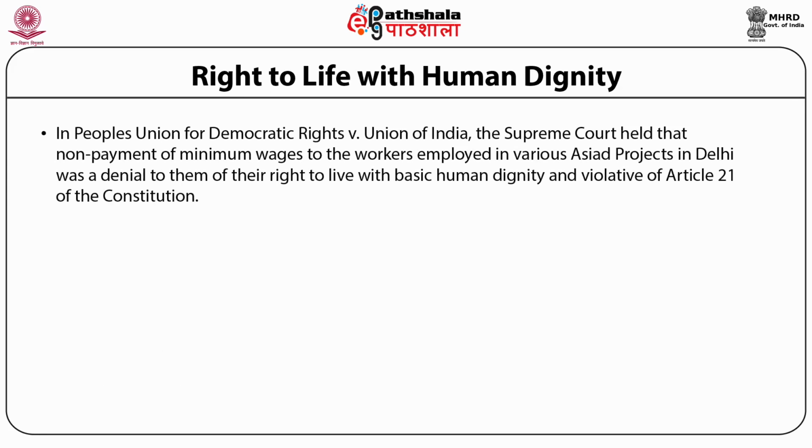In People's Union for Democratic Rights versus Union of India, the Supreme Court held that non-payment of minimum wages to the workers employed in various Asiad projects in Delhi was a denial to them of their right to live with basic human dignity. This case concerned the construction of the Games Village in Delhi for the 1982 Asian Games. In that case, the People's Union for Democratic Rights petitioned the Union of India and demanded that these workers be paid their wages, and the Supreme Court agreed with the petitioners and held that non-payment of minimum wages would be a violation of the right to life under Article 21.